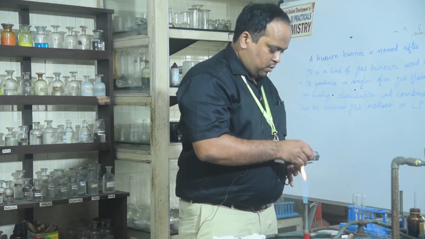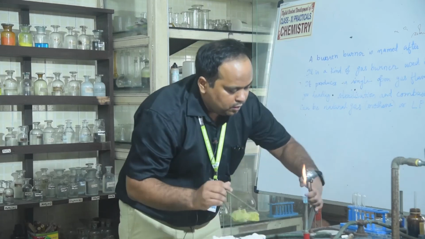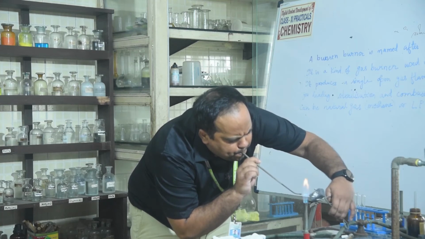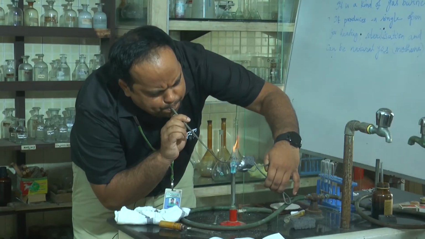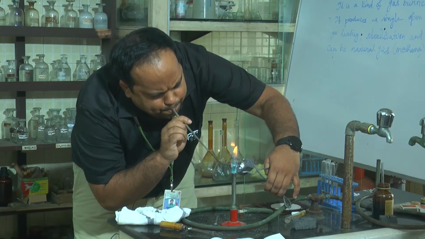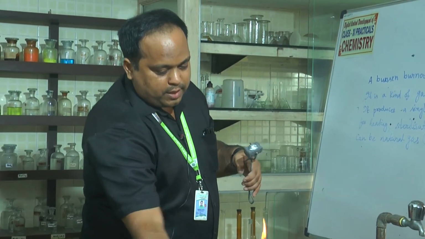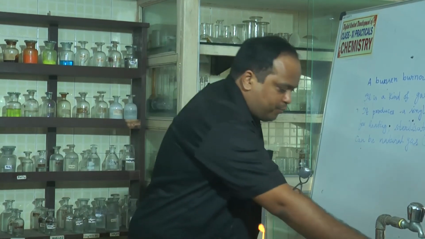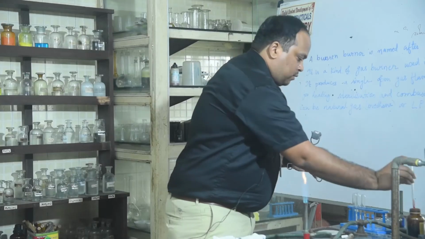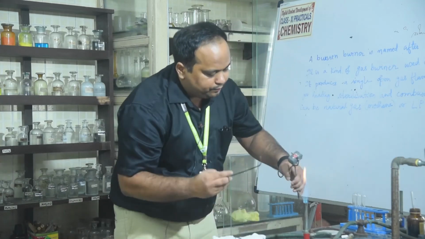I am again doing this. See carefully. So when I have done this, generally a residue is left, and I have to put 1-2 drops of cobalt nitrate. Then I have to again blow this.